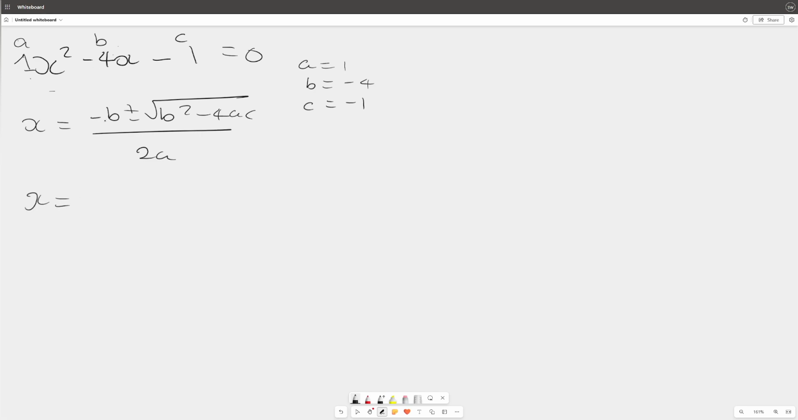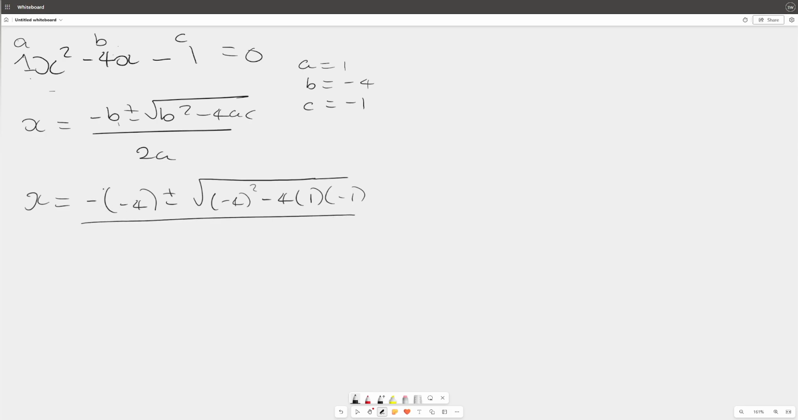So we have minus b, which is minus minus 4, plus or minus the square root of b squared, which is minus 4 squared. These brackets are really important. It's a really common downfall for GCSE students that they miss out the brackets and they will do minus 4 squared, which comes out as minus 16. It is not correct, as minus 4 times by itself is positive 16. We can then subtract 4 times a, which is 1, times c, which is minus 1.